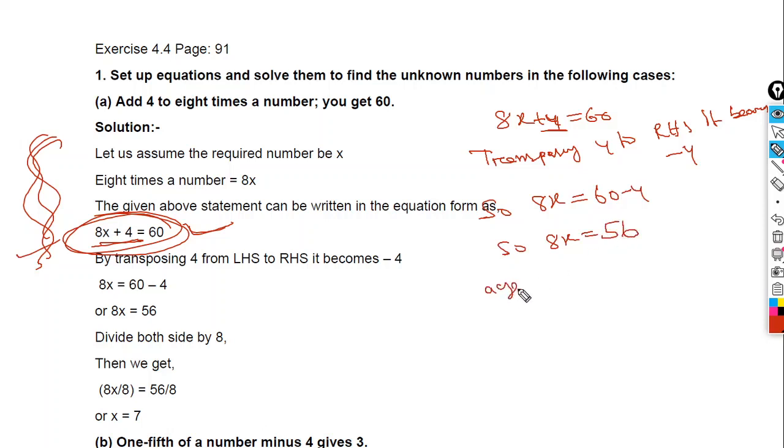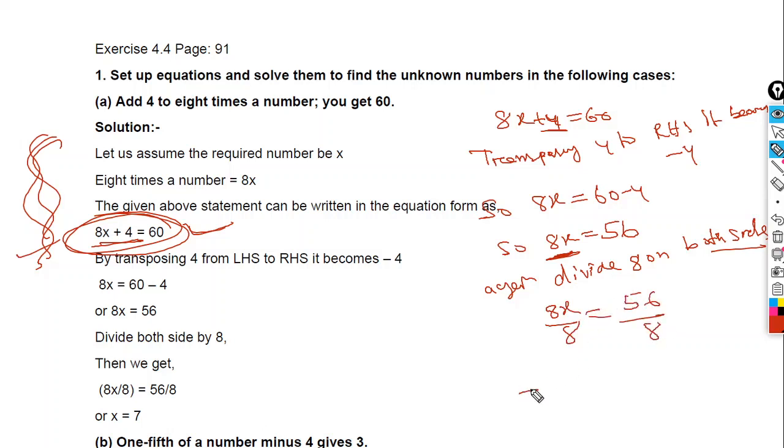Now again, there is 8x, so we will divide 8 on both sides. So it will be 8x by 8 equal to 56 by 8. 8 cancels, x will be equal to 56 by 8, equal to 7. So x equal to 7. So who is the number? The number is 7. In this way you will solve it.